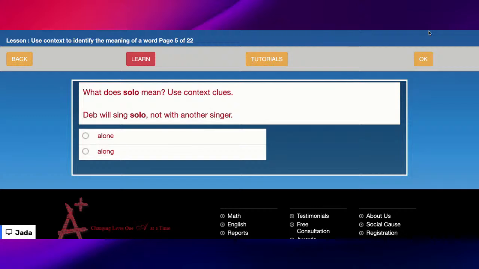So, what does solo mean? Use context clues. Deb will sing solo, but not with another singer. Okay? Deb will sing solo, not with another singer. What does solo mean in this sentence? Alone or along? Alone. So we have our first answer, alone. What next? What does solo mean? Is it alone or along?